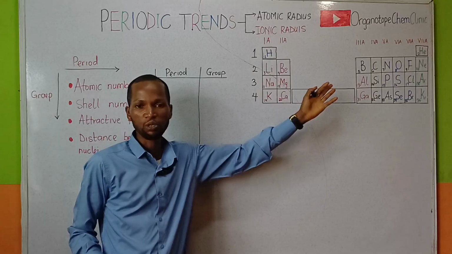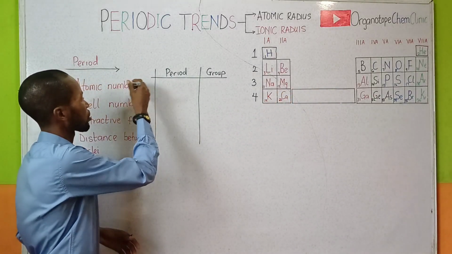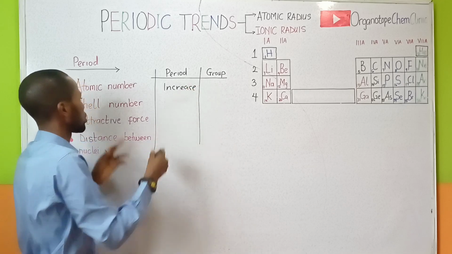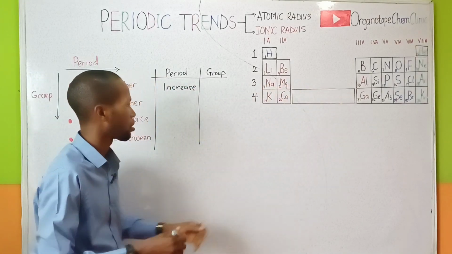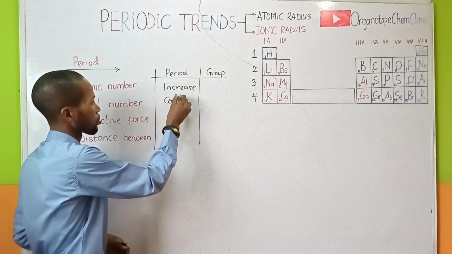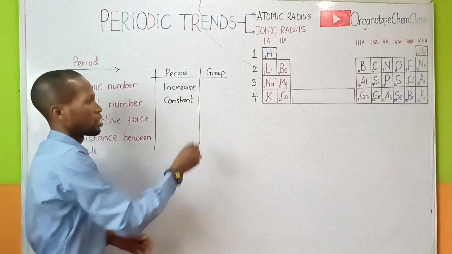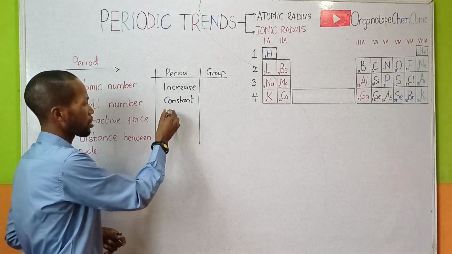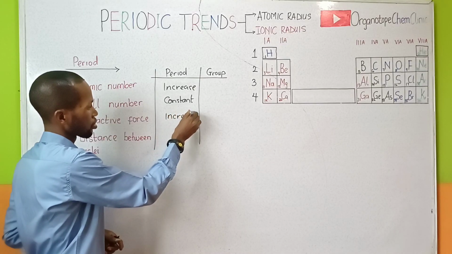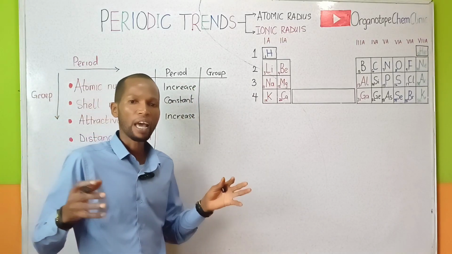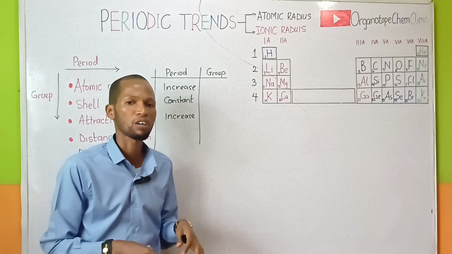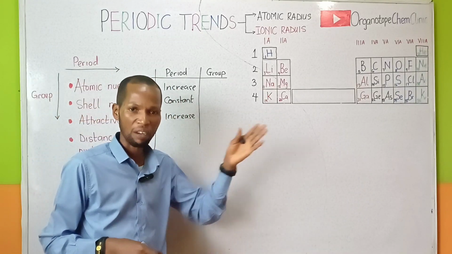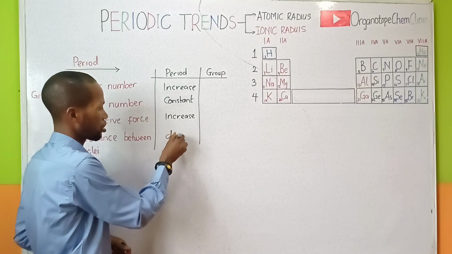As we move from left to right across the period, the atomic number increases, while the shell number across the period remains constant. Now the force of attraction across the period also increases, because the electrons occupy the same shell. The distance between the nuclei and the outermost electron decreases across the period.